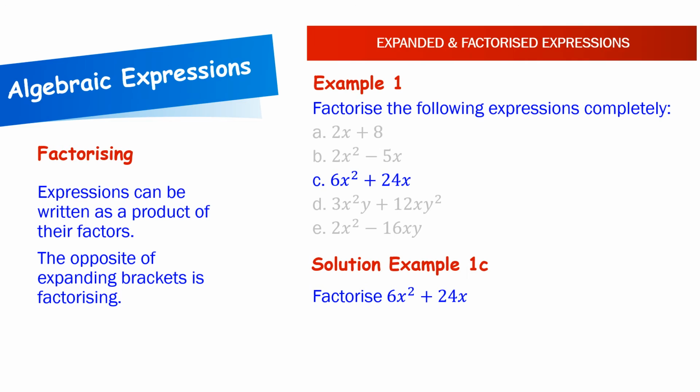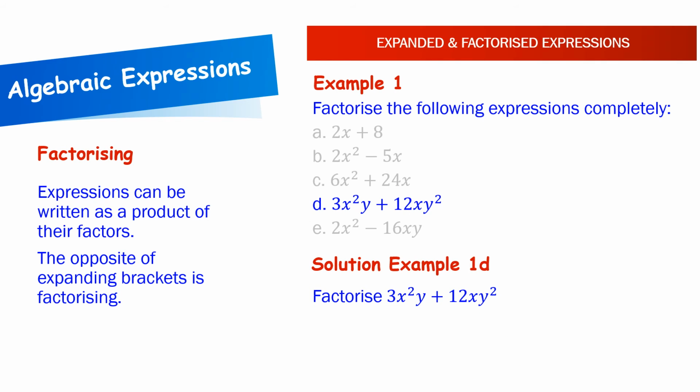We can factorise the expression in example 1c similarly in the following steps. You may notice that 6x is common to both terms, so we position that towards the front of each term. And likewise for the second term. So we position the 6x outside and the x plus 4 in the brackets.